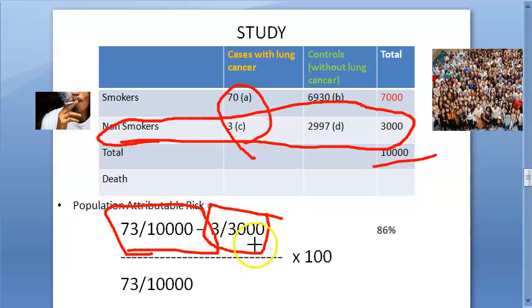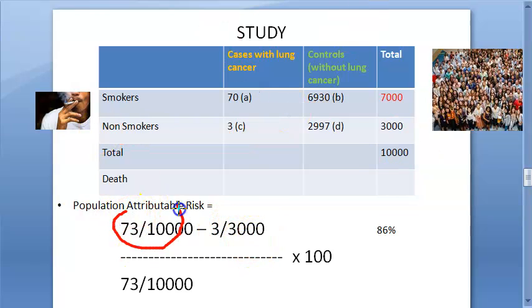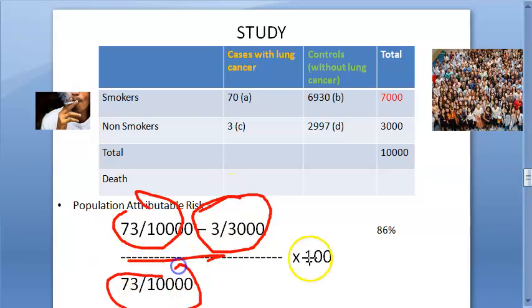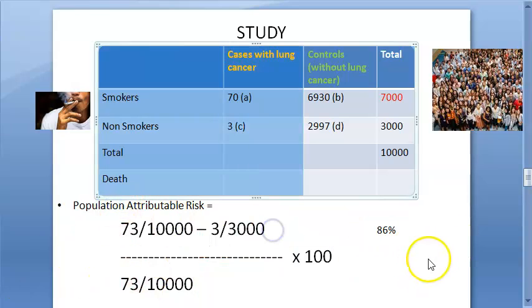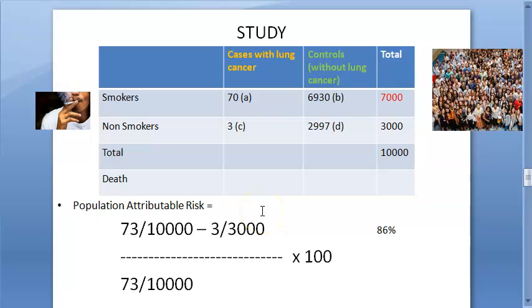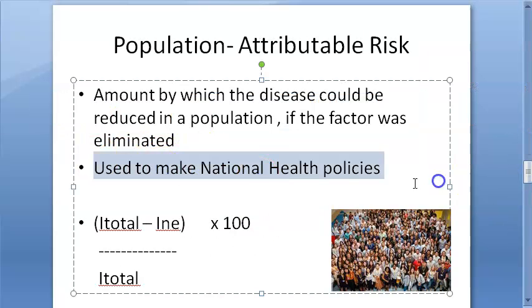So incidence among total population minus incidence among not exposed divided by incidence among total population into 100, that is 86%. This is the population attributable risk. So you can reduce in the population 86% of lung cancer if smoking is stopped. So basically this is very useful in making national health policies. Okay, what is useful to make national health policies?